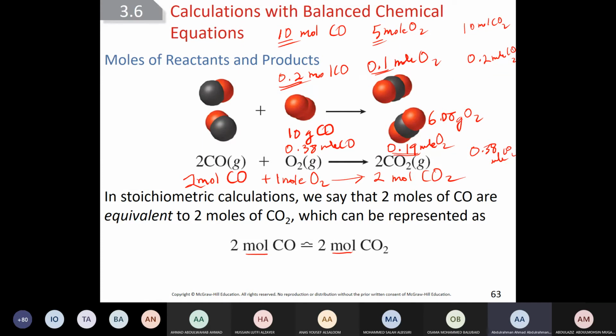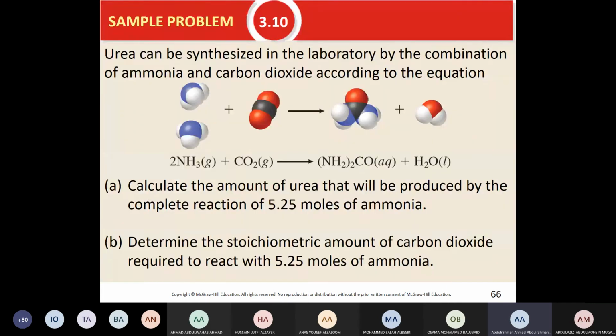Is this clear? So I can relate things by mole. When you have an equation, I can relate things by mole, and then I can calculate grams. Is this clear? Okay, let's solve this problem very quickly. Here I have NH3 plus CO2 to give you NH2CO plus H2O. This is already a balanced equation. So what information do I have already?